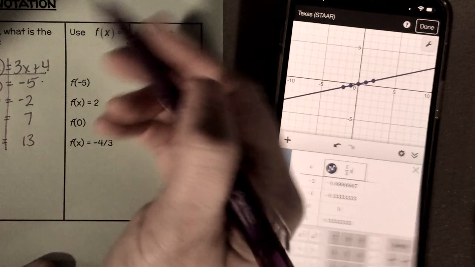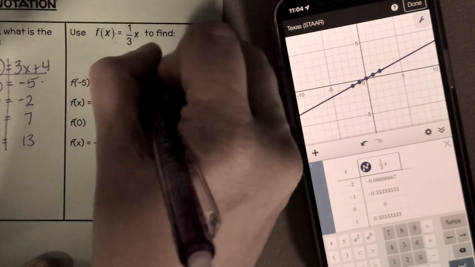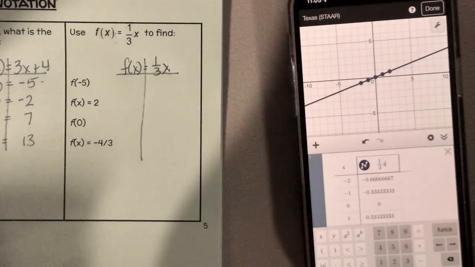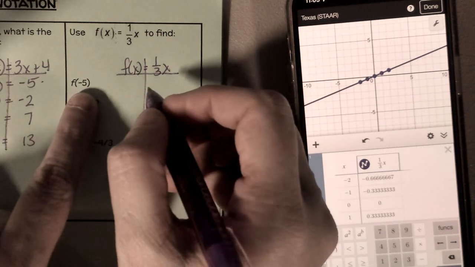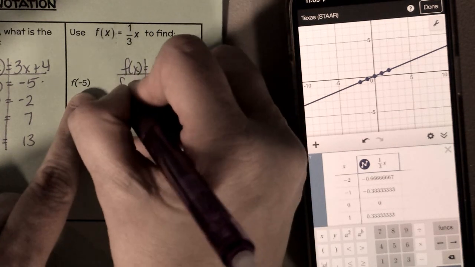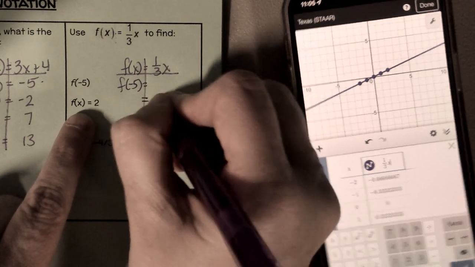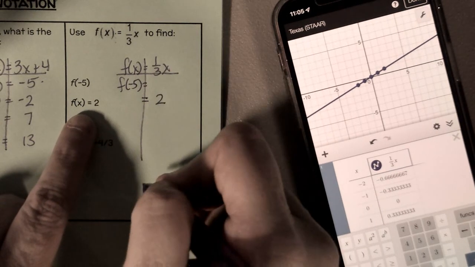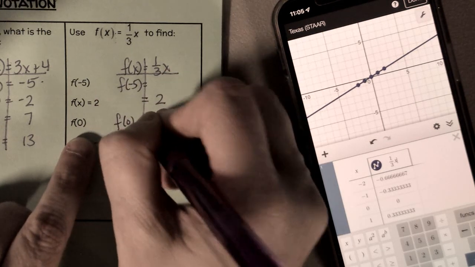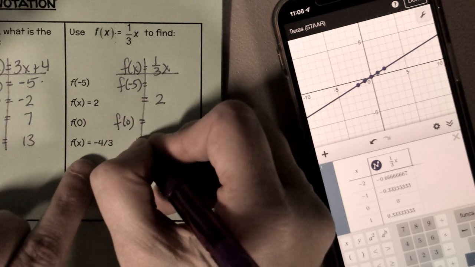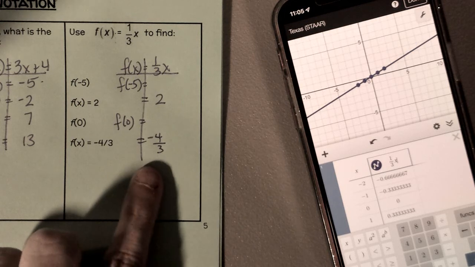So now in this case, when I make my little table, I'm going to say f of x equals 1/3 x. Okay? Now, on this one, I see f of -5. Well, that looks like it belongs on the left side. f of x equals 2. Well, the 2 is after the equal sign, so I put it there. f of 0 looks like the left side. f of x equals -4/3 looks like it's on the right side of the equal sign.